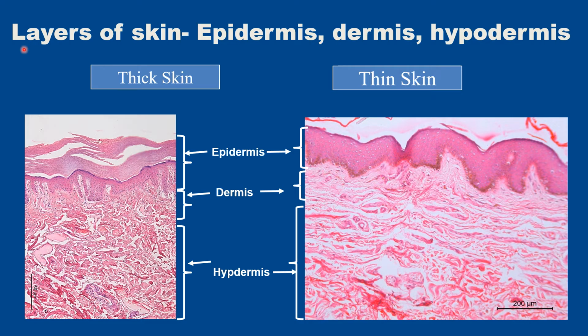So in our theory class we have learned about the different types of skin. The parts of the skin also we have learned. There are thick skin and thin skin. How to differentiate between the thick and thin skin? The thick skin is present in the palm and the sole. This is also called glabrous skin. Thin skin is present all over the body, and thin skin has hair follicles. The thick skin does not have hair follicles.